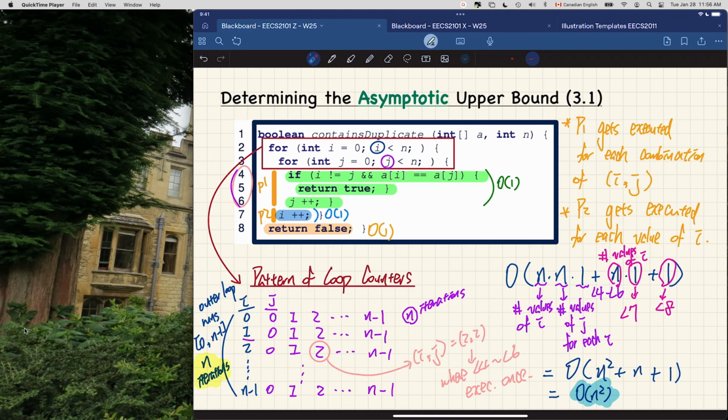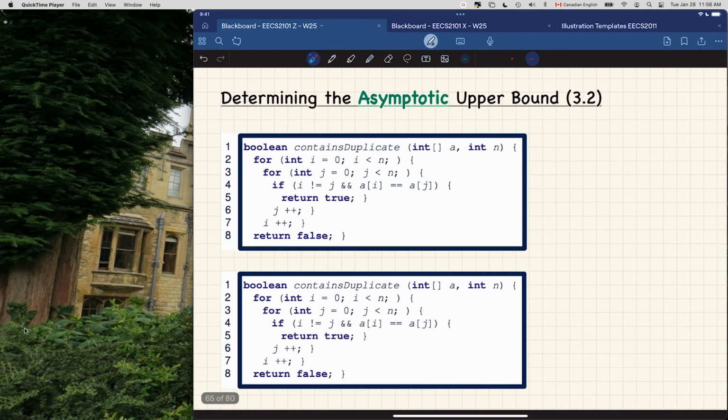All right, any questions? Just the first one. Before we do the second one, let's do a little bit of variance over here. I still have contains duplicate here. I just want to clarify some possible confusion. Does it really mean that every time we have a nested loop, the guess should always be n to the power of 2? Not necessarily. I'll show you an example.